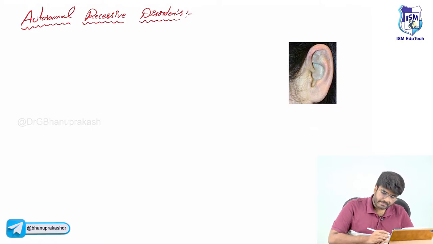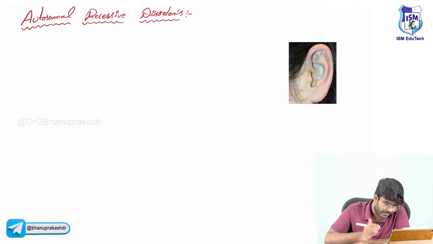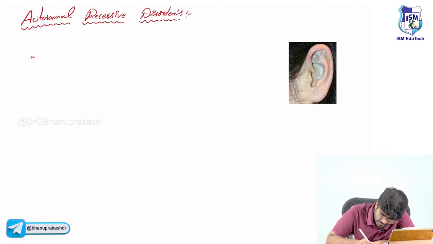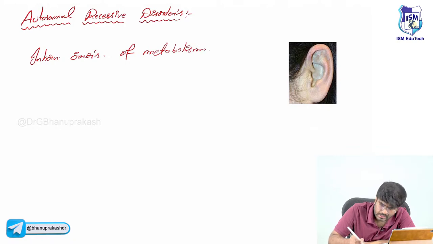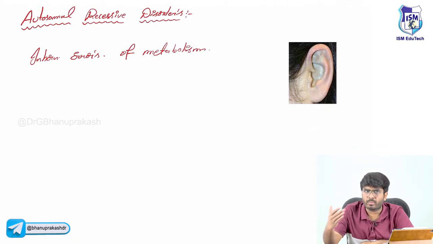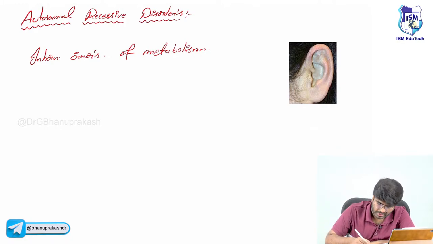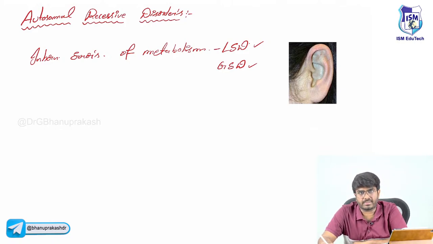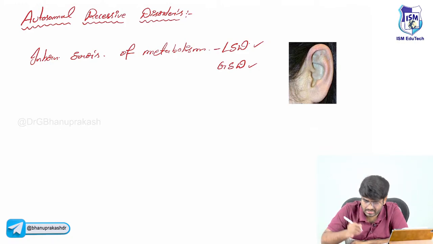Now, first thing to remember, MediCG: whenever you see inborn errors of metabolism, what are inborn errors of metabolism? The metabolic reactions are not happening properly, leading to lysosomal storage disorders (LSDs) and glycogen storage disorders. These are all inborn errors of metabolism, because of deficiency of certain enzymes. All these disorders come under autosomal recessive, except the exceptions I have given you.